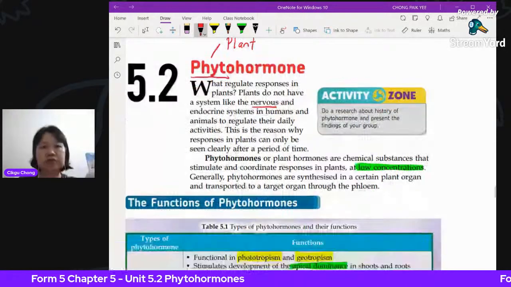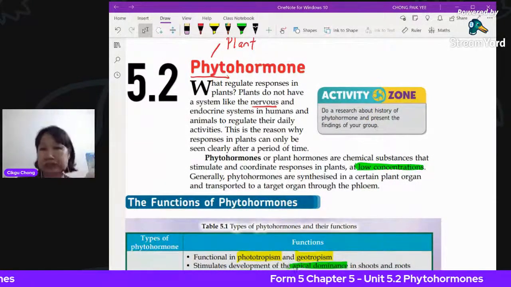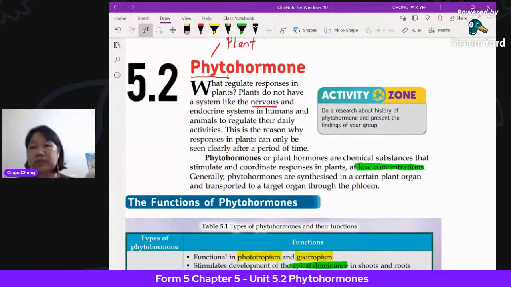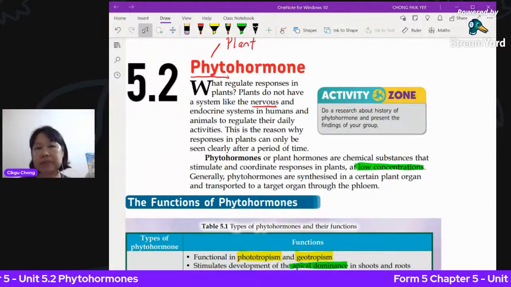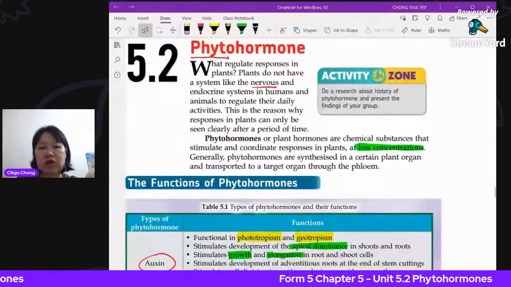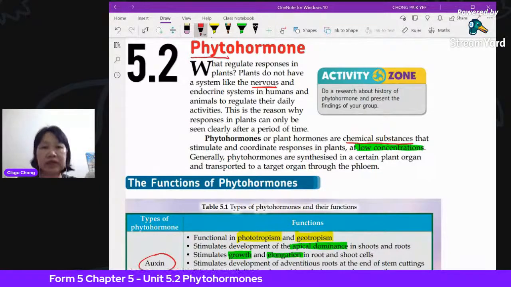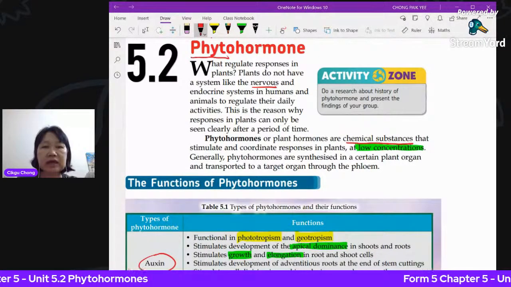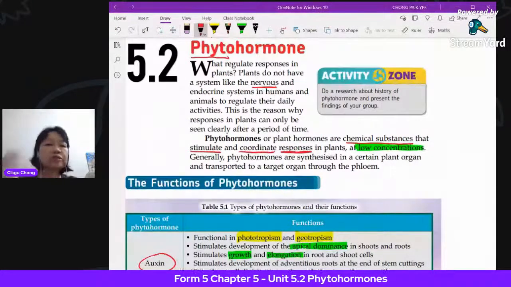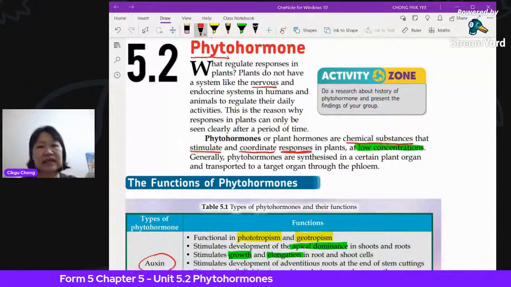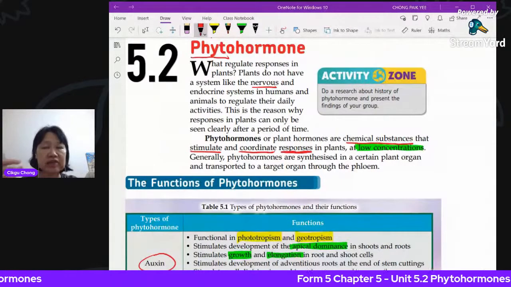So all this response of the plant turning towards the sunlight, and growing towards the sunlight, and growing away from sunlight for the root, this has to do with the hormonal response. It's actually because of hormones that makes it happen. Okay, let's look at what it means. Phytohormones or plant hormones are chemical substances, just like hormones that you learned last year. And they stimulate and coordinate responses. So all the responses that the plant exhibits, all these nasties and tropisms, are actually because of the hormone.